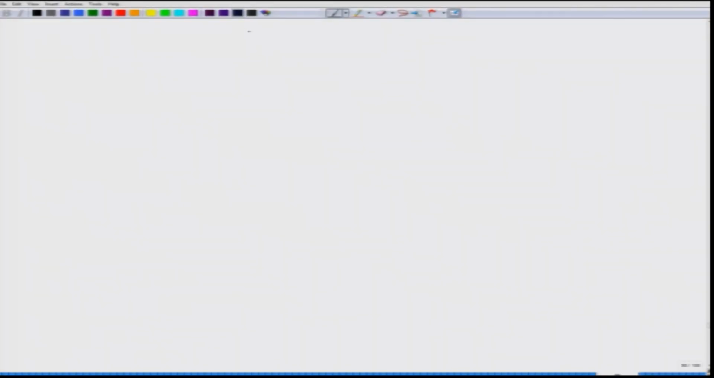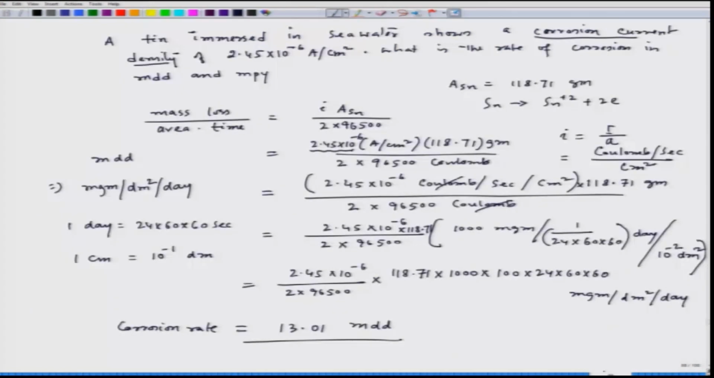Okay, let us continue our discussion on kinetics of corrosion, and today we will have lecture 29 and we will continue our discussion on kinetics of corrosion. Now, if I recall our last lecture, we started this problem and there we addressed the first part.